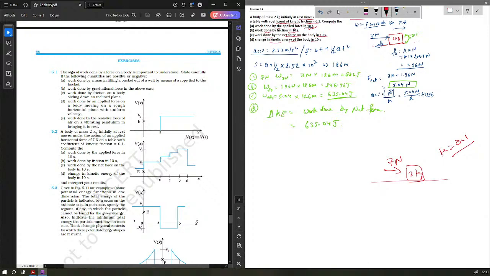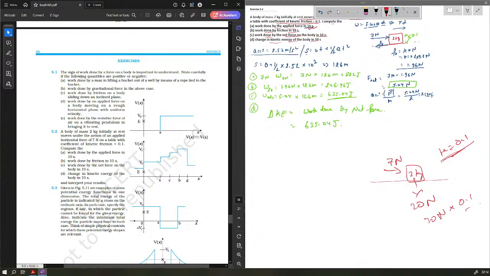So here the forces are the gravitational force of 20 Newton, if we assume the acceleration due to gravity as 10 meter per second square, and the applied force of 7 Newton. Since there is friction, the frictional force would be the normal reaction multiplied by the coefficient of friction, that would come out to be 20 Newton multiplied by 0.1 maximum.